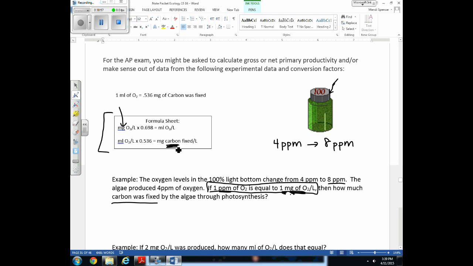We're trying to figure out how much carbon was fixed. Well, we're going to just simply use these 2 different equations. We're going to do 2 steps, and eventually we're going to calculate how many milligrams of carbon was fixed in photosynthesis. We have 4 parts per million, but we know that 4 parts per million is going to equal 4 milligrams of oxygen per liter. And that is, again, this part of the equation. So we're just going to plug in 4 milligrams of oxygen per liter.